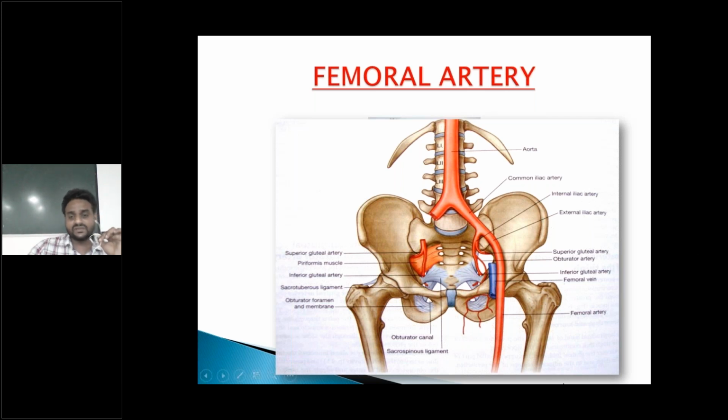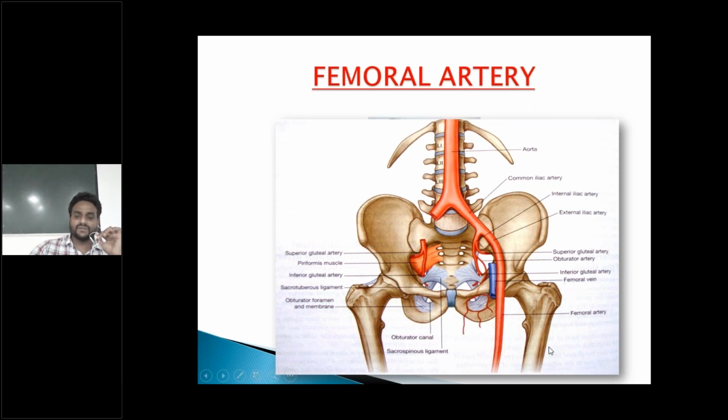So this is also forming the base of the femoral triangle. So it is the continuation of the external iliac artery deep to the inguinal ligament, then enters the femoral triangle. After the femoral triangle, it enters the adductor canal. Just now I told you femoral artery is the content of adductor canal. Then it leaves the adductor canal by passing through the hiatus of adductor magnus and enters the popliteal fossa.